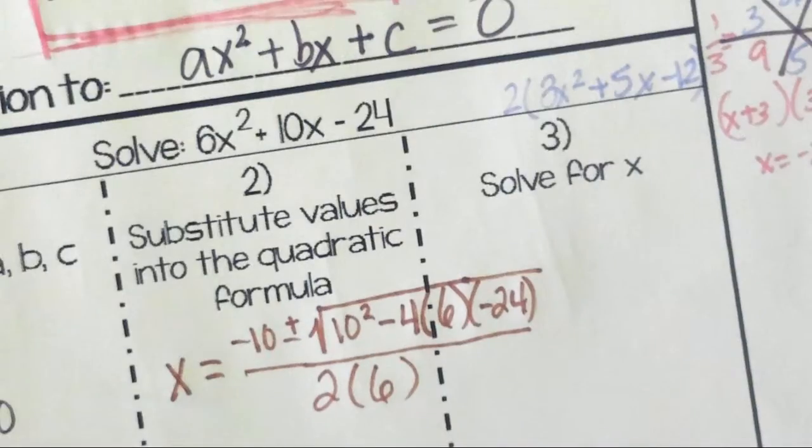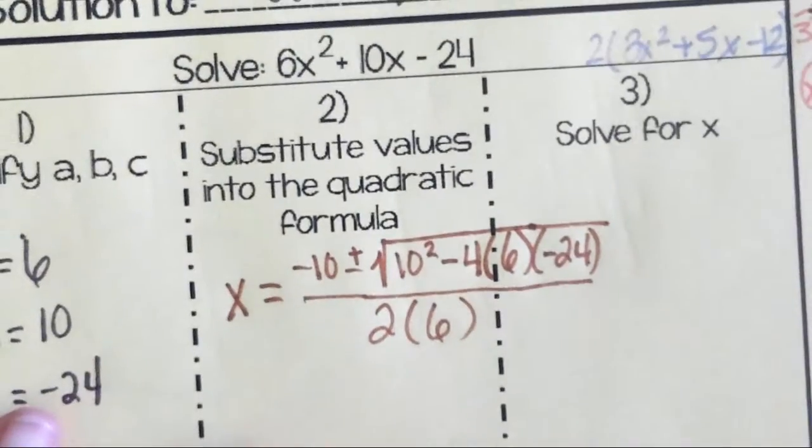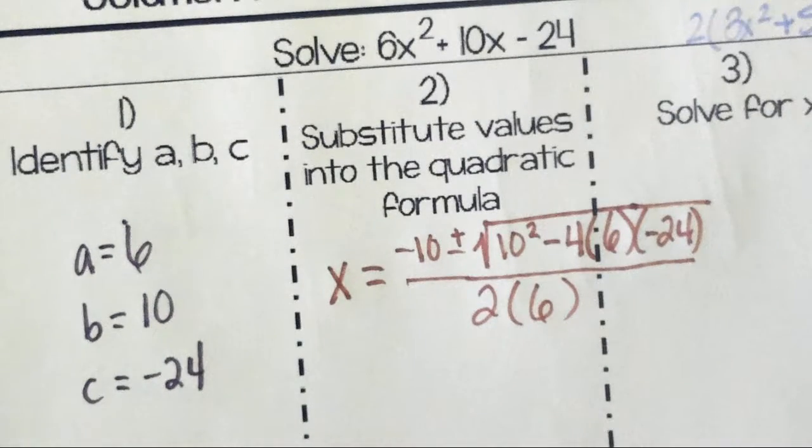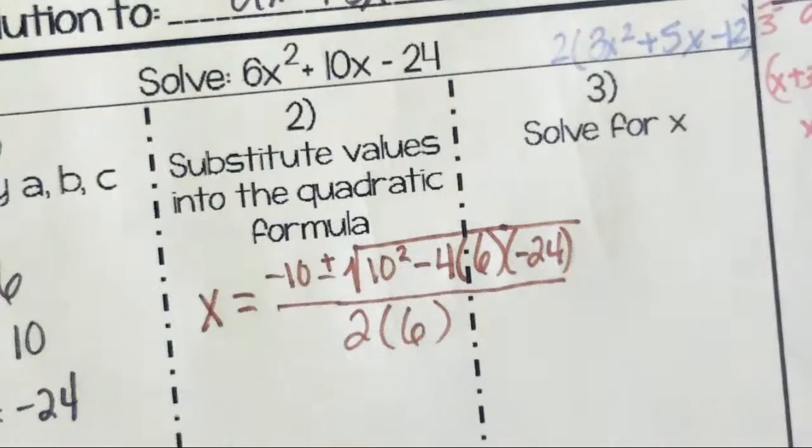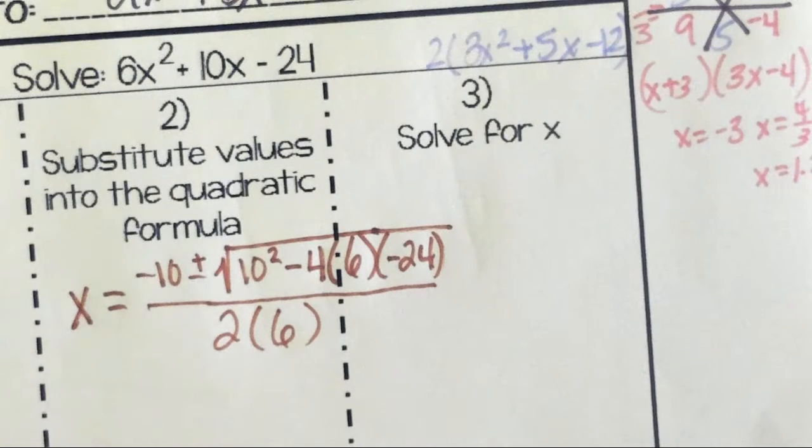Okay, back to the worksheet. I mean the yellow notes. Step 2, so we did step 1, we identified A, B, and C. Step 2, we substituted in. Step 3, we need to solve. So now we actually get to do some math.